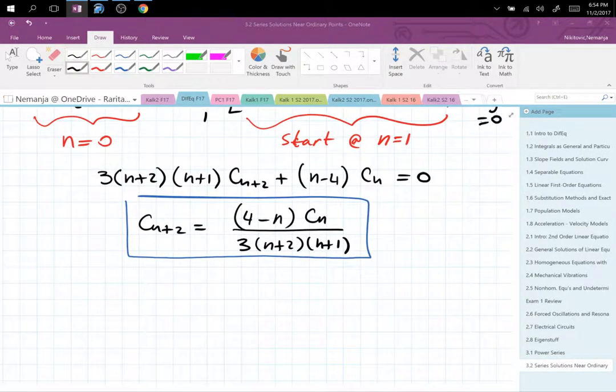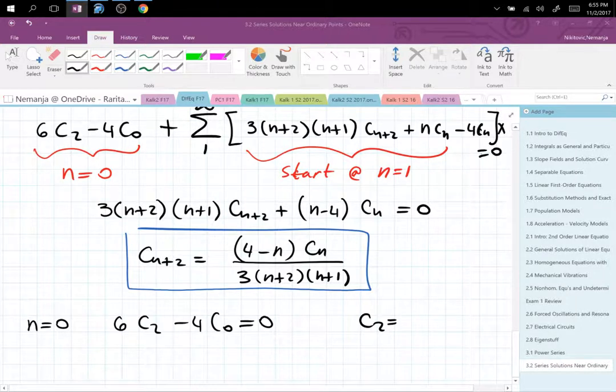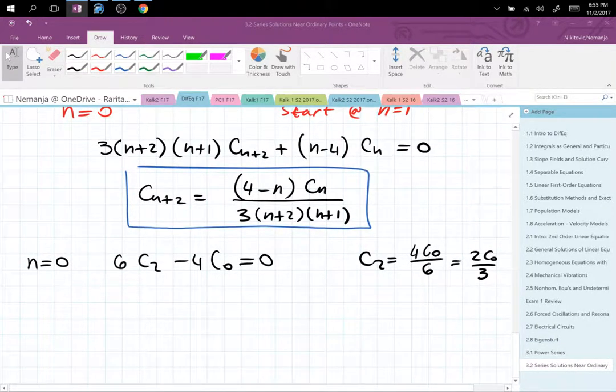terms. So we already have our n equals 0 term. For n equals 0, we know that we are getting 6c2 minus 4c0 is equal to 0, from where we have that c2 is equal to 4c0 over 6, which is 2c0 over 3. So that's our n equals 0. For all others, we refer to the formula.